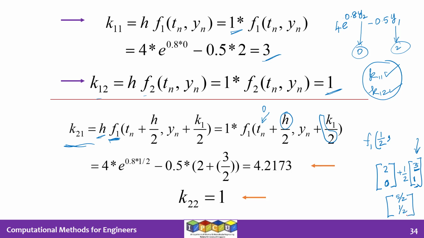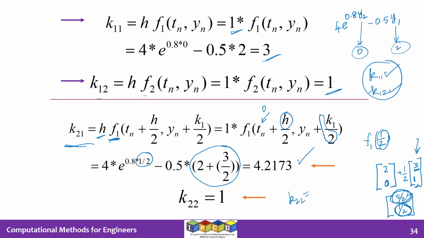So you're going to evaluate f1 at t is equal to half, and y1 is equal to 5 by 2, and y2 is equal to half. So f1 is a function of only y1 and y2. It is not a function of time. Therefore, this half doesn't matter. The time doesn't matter. So wherever you see y1, put 5 by 2. So that's what has been done here. Wherever you see y2, put half. So you get K21 to be 4.2173.